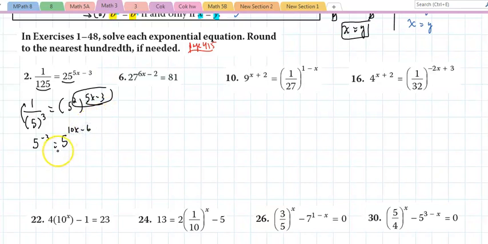And now, this satisfies the second shortcut. That is, the bases are the same. Automatically, I just read the powers and proceed. I would say negative 3 must equal 10x minus 6. Add 6 to both sides. And x would be 3 divided by 10. Right on.